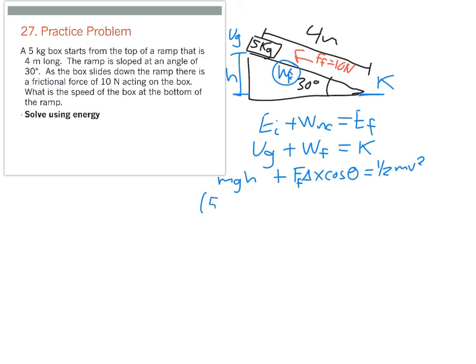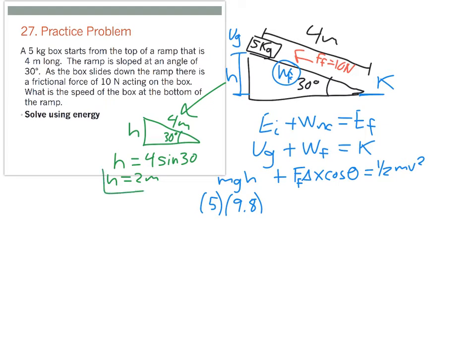So I know my mass here is 5, g is 9.8. My height I don't know, but I can think about this triangle here. We have a 4-meter long ramp sloped at an angle of 30 degrees, and so this height here is just the opposite side. So I can say that height is just going to be 4 times sine of 30, which gives me a height of 2 meters. So I can fill in that height there.